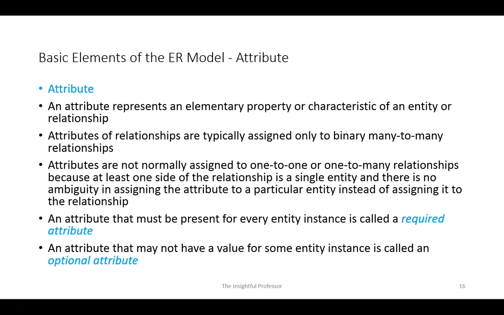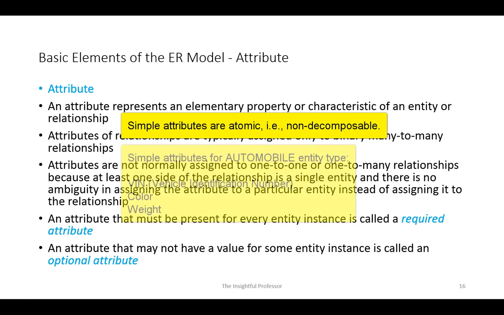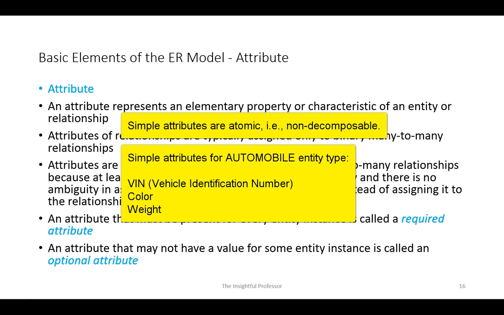Now, an attribute can be classified as simple or atomic, meaning that it cannot be broken down into smaller components. Examples of a simple type of attribute would be, for an automobile entity type, the vehicle identification number, also called the VIN. We could have color or weight. Each one of these would hold a single value. Although it could consist of multiple characters, like RED for red, the idea is it's treated as a unit. It's effectively non-decomposable.